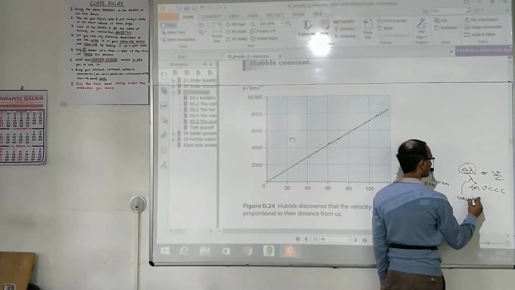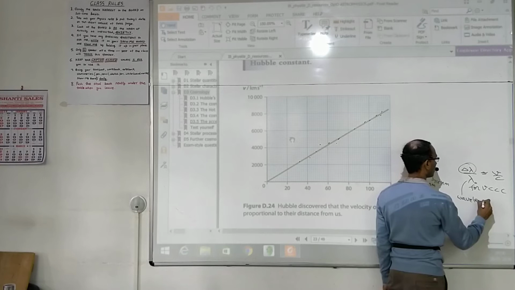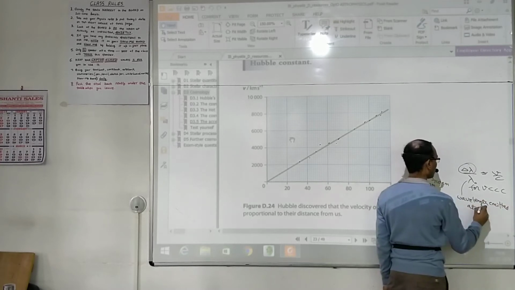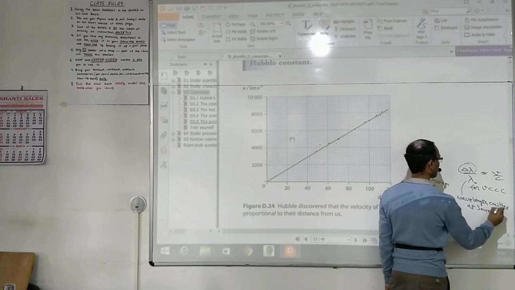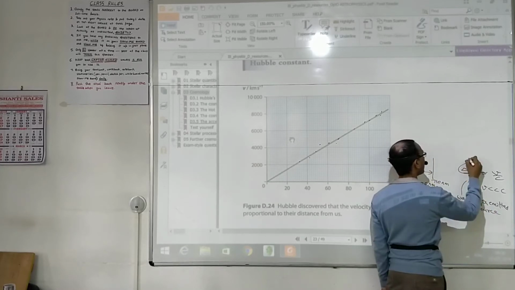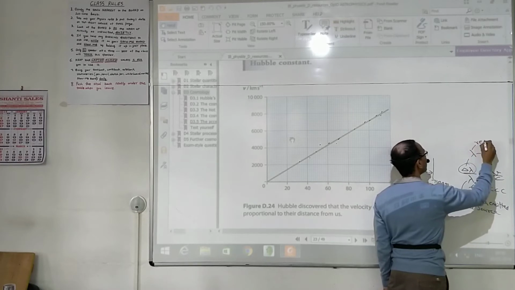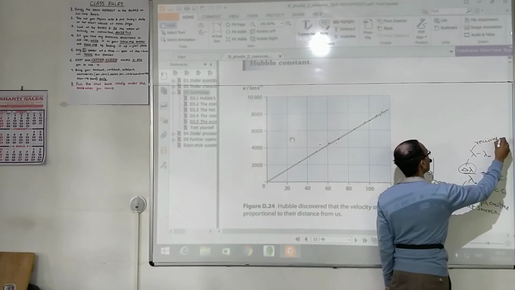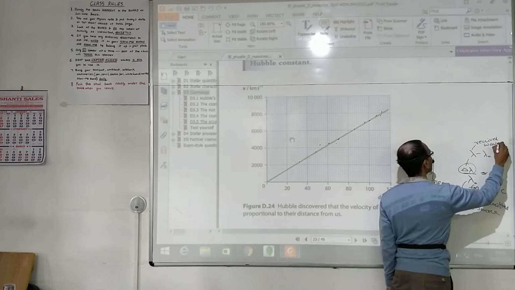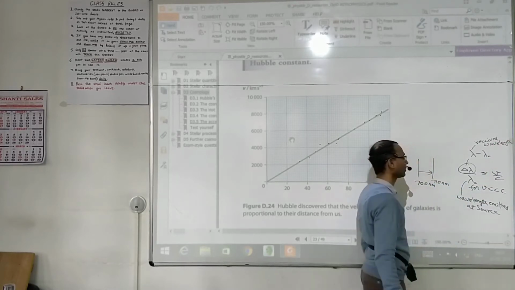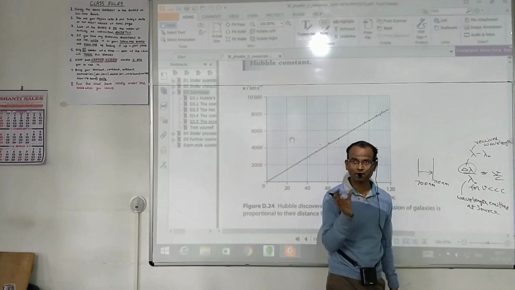Wavelength emitted at source. And this delta lambda is actually lambda minus lambda naught. This is the received wavelength. So by the time it is received, the wavelength has become longer. So delta lambda gives you the increase in wavelength.